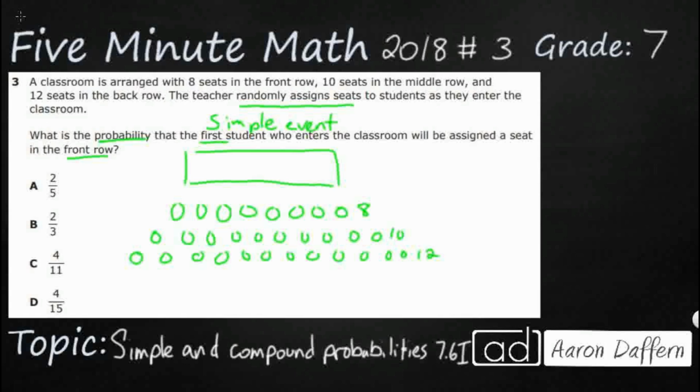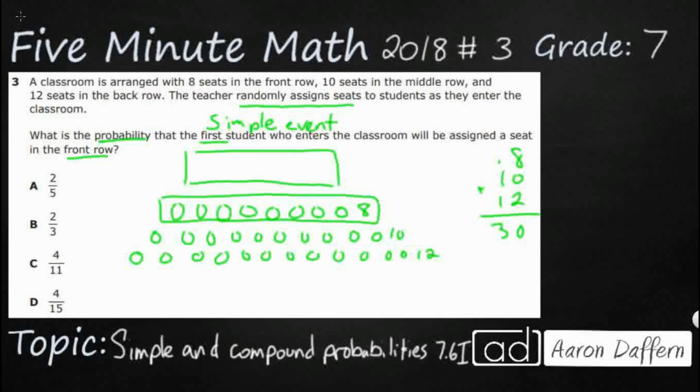So what is the probability of getting in this first row right here? Well, let's see how many total seats we have. I've got 8, I've got 10, and I've got 12. Add those up. That makes a nice even round 30. So I've got 30 total seats. What we're going to do is write a little fraction here, because you notice all of our answers are in fractional notation, and fractions are always a good way to represent probabilities.